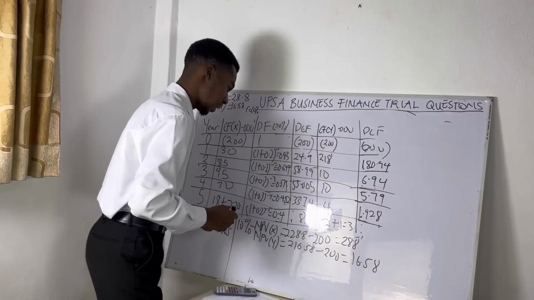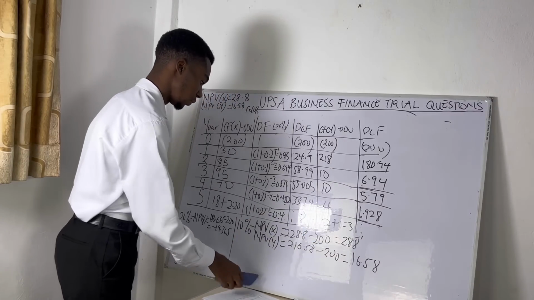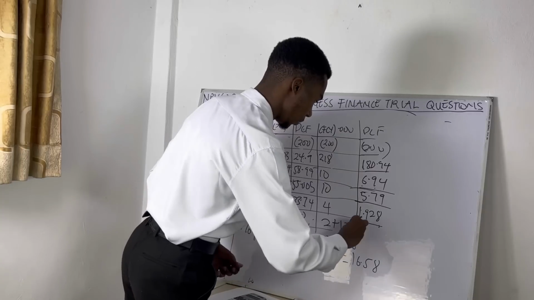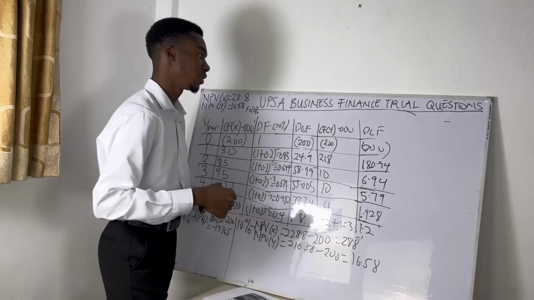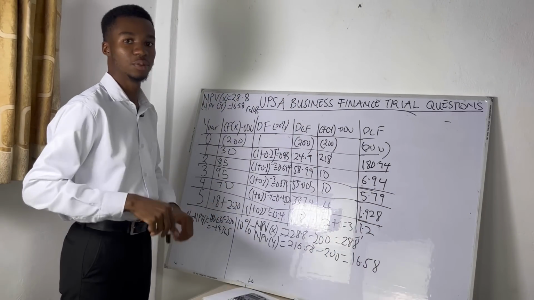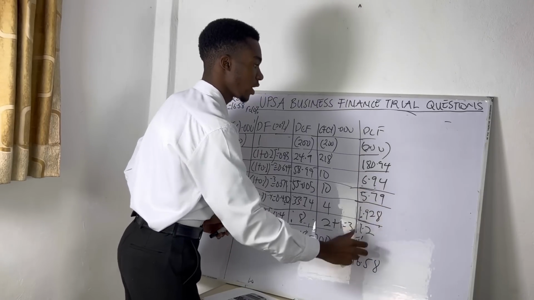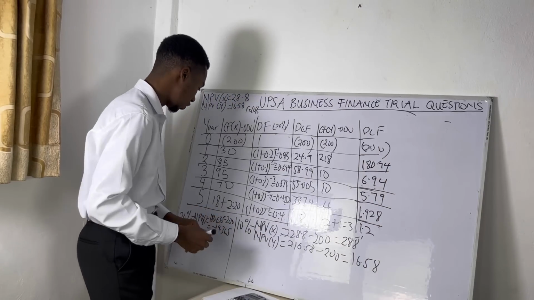1.928. Then for the last one, we have 3 times 0.4, which should be 1.2. So these are the present values of project Y, how much you're actually going to get in present day. Similarly, we are going to add all the cash flows minus the cost, which is 200.